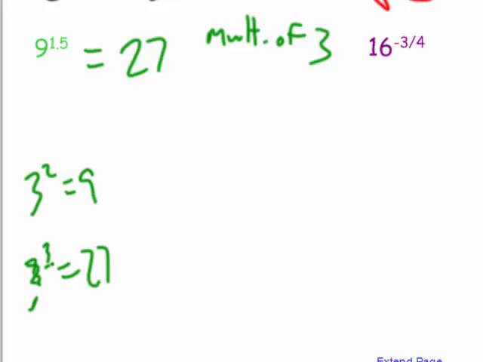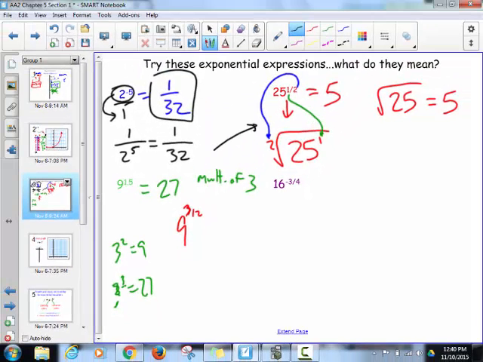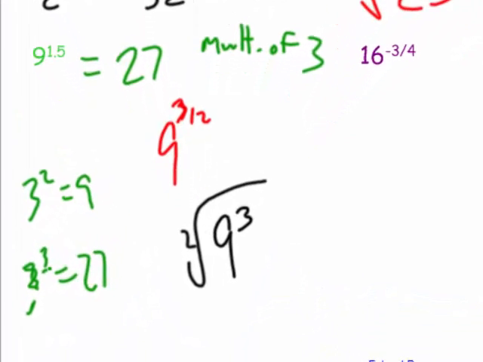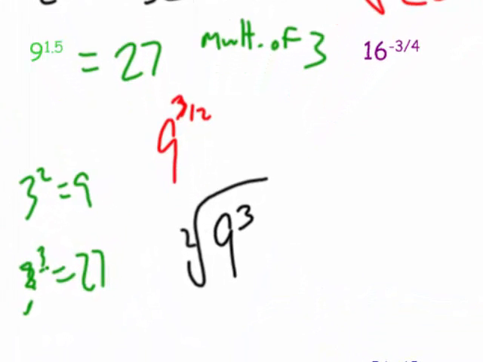So, if I rewrote this 9 to the 1.5 as 3 over 2, and applied the rule I just looked at up here, how could I write that? Well, I would write 9 to the third power and take the second root of that. The other part is, this can be flip-flopped. I could actually write this as the second root of 9 and take that whole thing to the third power. So I could write it either way.